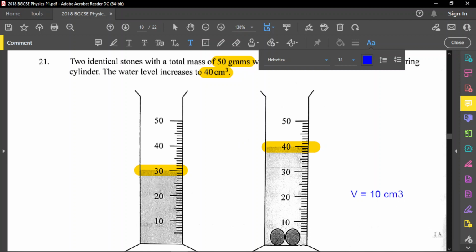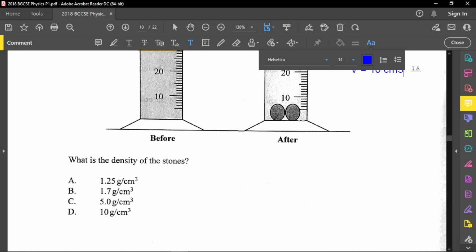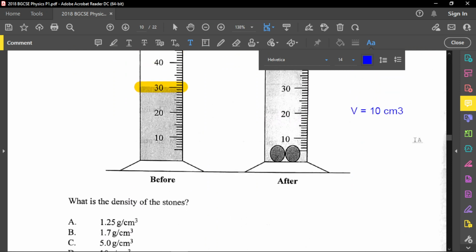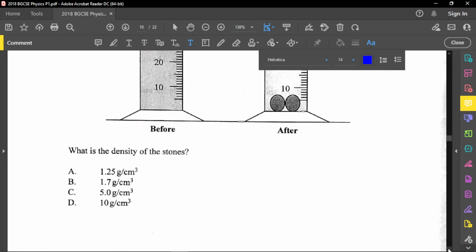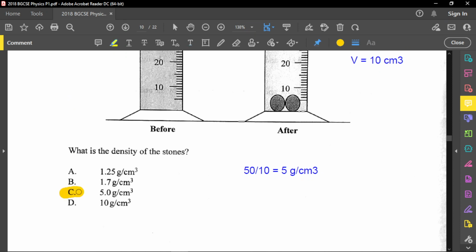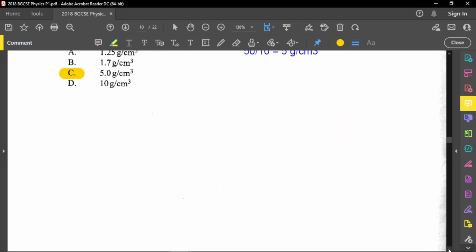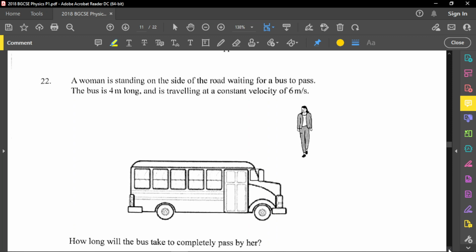All right, let's go into this now. Remember that our mass is 50 grams. Now it asks what is the density of the stones? If the mass is 50 grams and the volume is 10, then the density is 50 divided by 10. So 50 grams over 10 cm³ equals 5 grams per cm³. So the density of the stones is actually C. All right, that was an easy one, and I know you know that one easily. Now, question number 22, and we're pushing towards the halfway mark now.